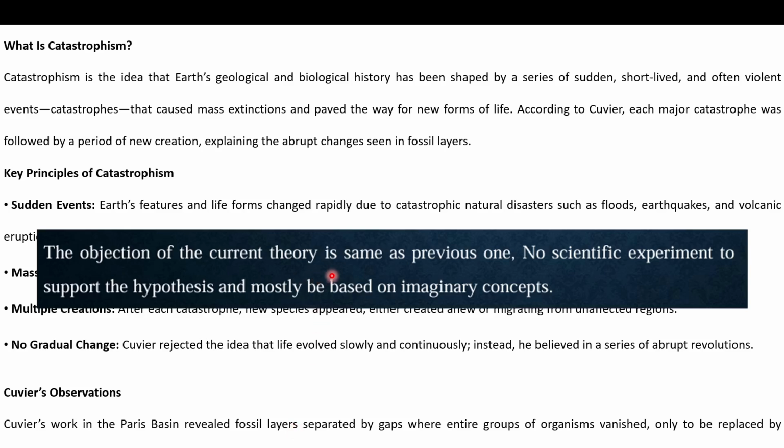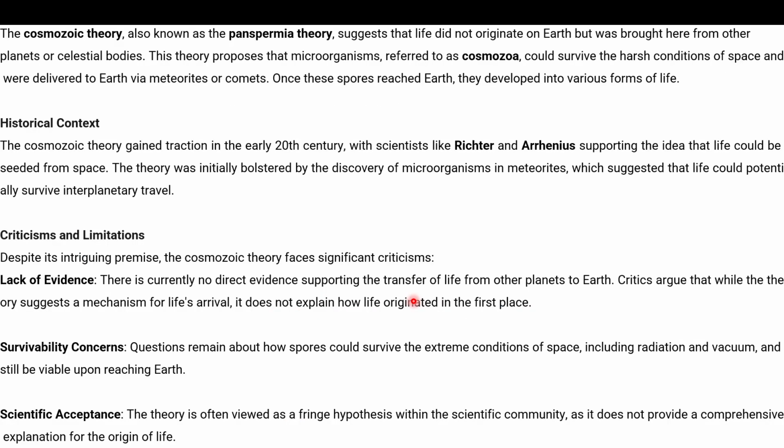The objection to this theory is the same as the previous one: no scientific experiment to support this hypothesis, and it is mostly based on imaginary concepts.